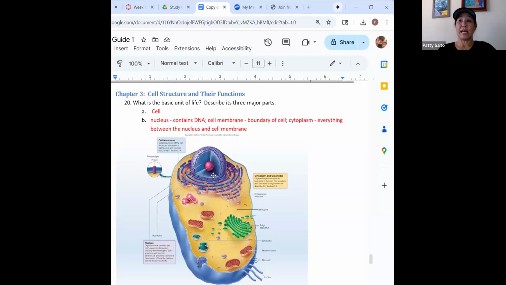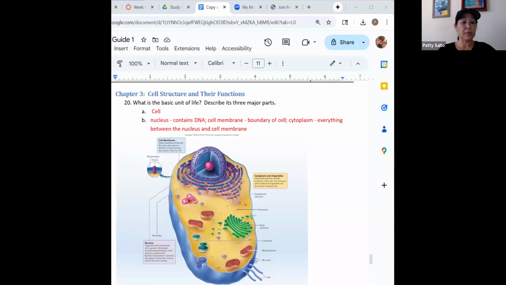Ribosomes are made of RNA. RNA is part of that ribosome. All right, and that's the nucleus. Okay, then we have the cell membrane, sometimes called the plasma membrane, depending on what resource you're looking at. All right, so it's the boundary, it's protection, and then everything in between the nucleus and the cell membrane is called the cytoplasm, right? And that includes all these different organelles in here, each with different functions.